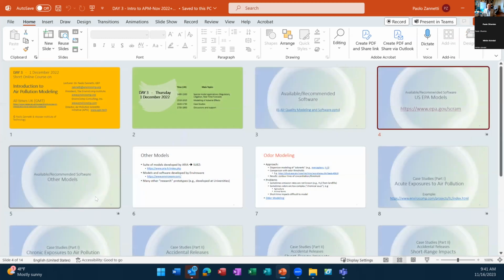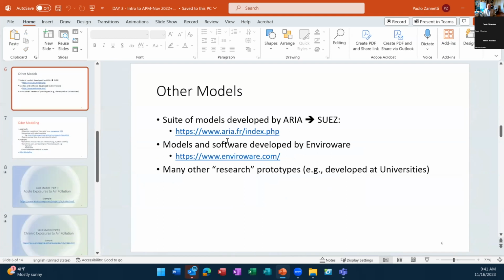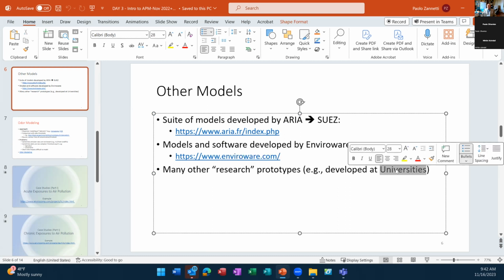Other models: ARIA, Jacques Moussafir's company, has a lot of models that you have seen today that are available. I don't think they are free, but again, you can use them. They have an excellent reputation. Also, EnviroWare, the company I work with in many of my projects, has its own modeling software, which I encourage you to examine. Many software packages may be useful to you, and they are free. And there are many research prototypes developed at universities around the world. Typically, they are free, but they are not well documented. So my recommendation is either the EPA or a reputable consulting company like ARIA or EnviroWare.